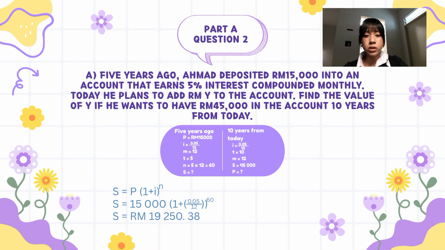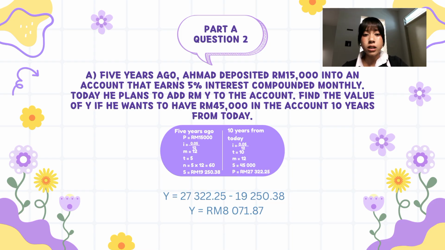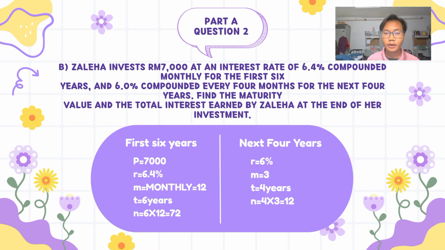And then for the 10 years after from today, we will use the same formula, and we will substitute all the values as usual, and we will get the P value, which is 27,322.25 cents. And we want to find the value for how much he added to the account today. So we will get that value by subtracting the 10 years after with the 5 years ago, which is 27,322.25 cents minus 19,250.38 cents, and we will get Y, which is equals to RM8,071.87 cents.